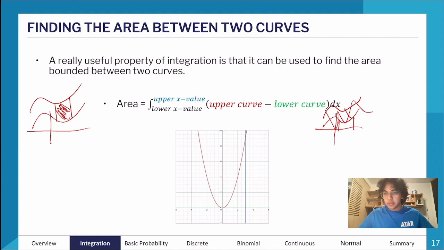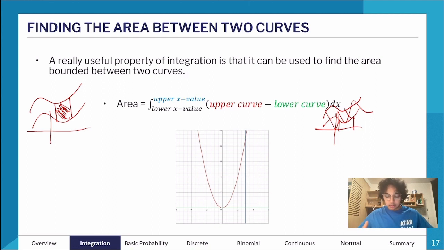There can be some practical applications to this, but in methods you don't really cover that. Sometimes they give you application questions where that's useful. Maybe you're trying to find the area of a garden bed or something similar, and that garden bed is defined by multiple functions. That's just an example of the sort of application question you could get here.